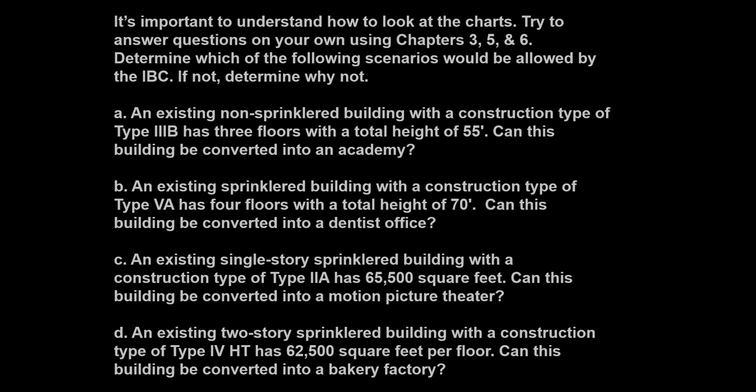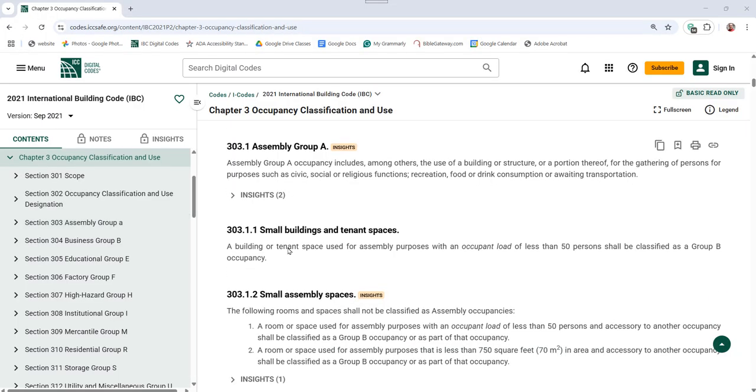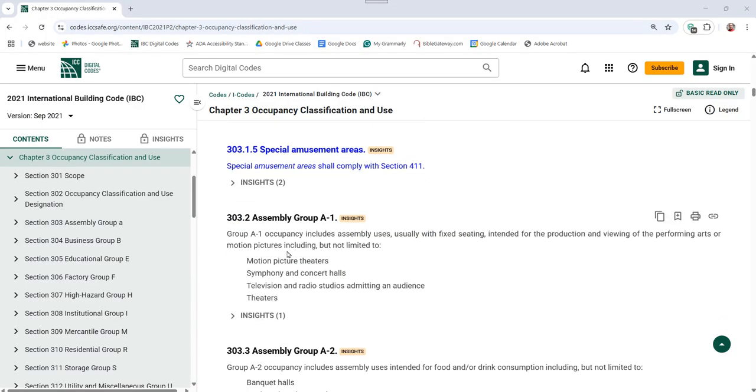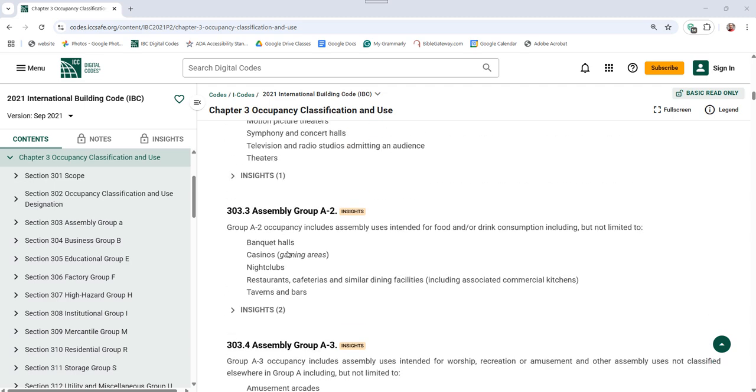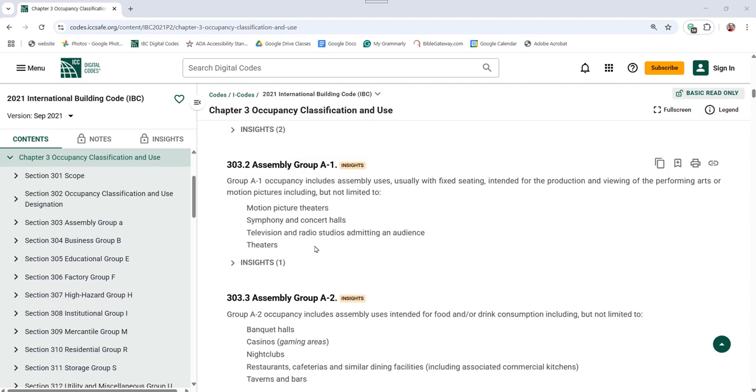And they want to turn it into a motion picture theater. Okay, we got to determine what that is too. All right, that goes back to chapter 3. So by now we should know that a theater is going to be an assembly type situation. The question is, what kind of motion picture theater? Well, here it is right there. Motion picture theaters, group A1. So now we know it's an A1 group, type 2A building type.